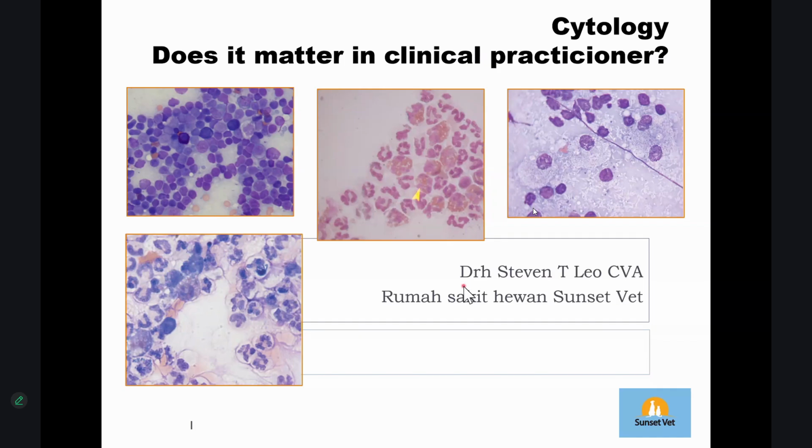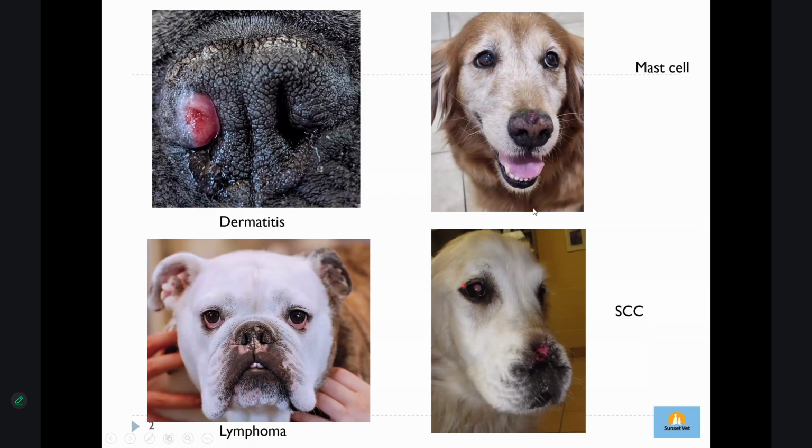I need you to be active also. If I have a question and ask you to answer, please type your answer in the chat box. From the four pictures like this, you can imagine dermatitis, lymphoma, this one is the mast cell, and this is squamous cell carcinoma.